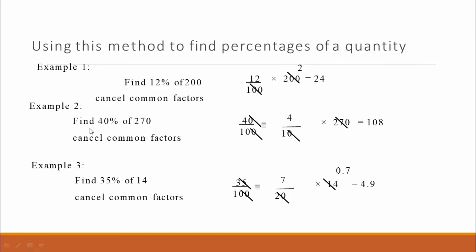Now the second example, to find 40% of 275. 40% means 40 divided by 100, which is equal to 4 by 10, and of means multiplied by 275. After simplification we obtain the answer. Now 35% of 14. 35% means 35 divided by 100. So 35 divided by 100 means 7 by 20. Of means multiplied by 14. After simplification, we obtain 4.9.